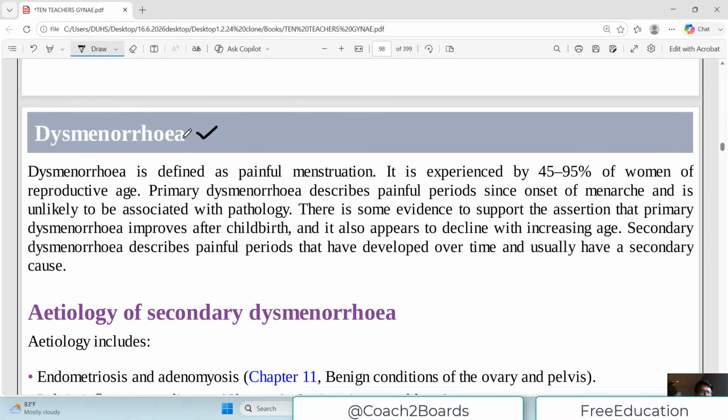Dysmenorrhea is the next topic on the list for this chapter. This is defined as painful menstruation, very, very common.